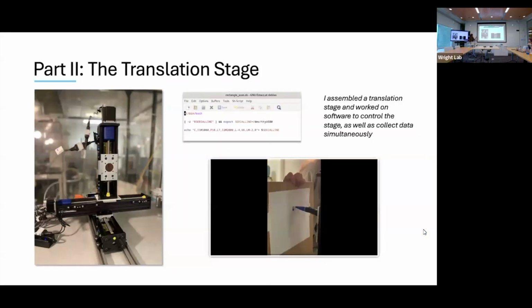And this is the translation stage itself, which is composed of these 3 motors that we assembled together. Once these motors were assembled, I wrote some shell scripts to actually run the translation stage and make it do different things. The translation stage was assembled before the box was ready, so during that time period, I was trying to see how well the translation stage could be controlled.